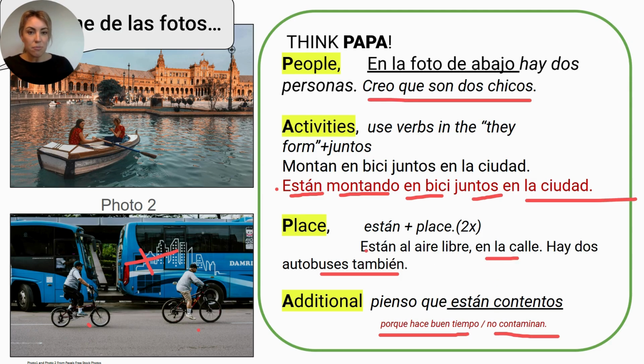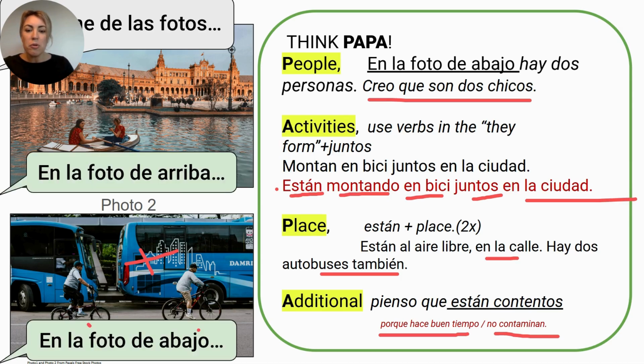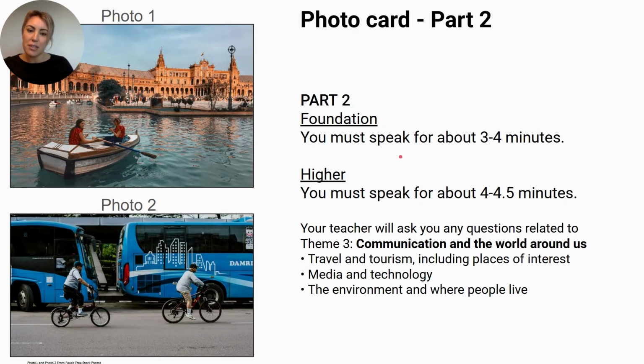I've said enough pieces of information for each of them. And then after 1 minute for foundation or 1 minute and 30 seconds for higher, then you would move on to the second part, which is any questions for 3 to 4 minutes for foundation or 4.5 minutes for higher on these topics. Okay, so for more questions on these topics, you could go to the general questions video and have a listen and see how many you can understand.